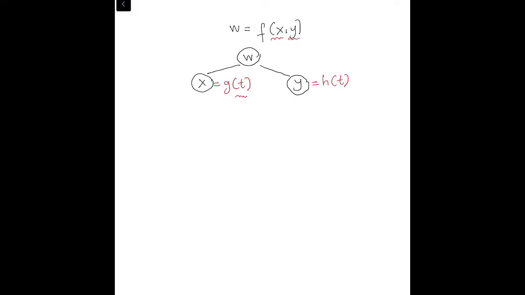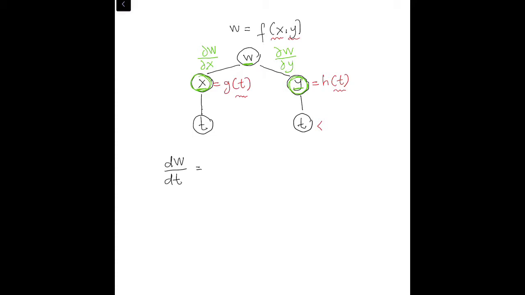So in function g, we have one variable which is t, and in function h, we also have t, one variable. And now we want to find dw/dt because w is the first term in the chain diagram and the last term is t. From our tree diagram, we have x and y variable for w, meaning that we have to differentiate partially w with respect to x and differentiate partially w with respect to y.